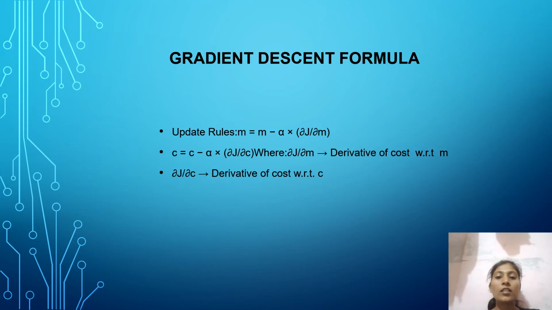Then we see the gradient descent formula. We update our parameters as m = m - a × ∂J/∂m, and c = c - a × ∂J/∂c. Here, a is the learning rate, and ∂J/∂m and ∂J/∂c represent how much the loss changes with respect to m and c. We repeat these updates until the loss stops decreasing.